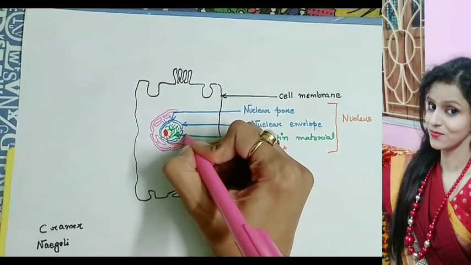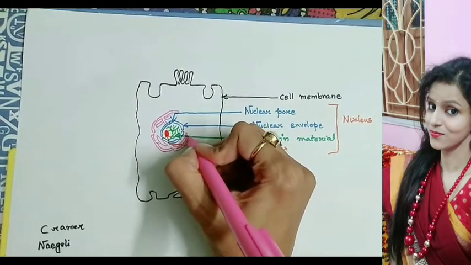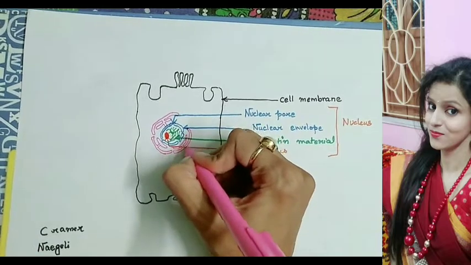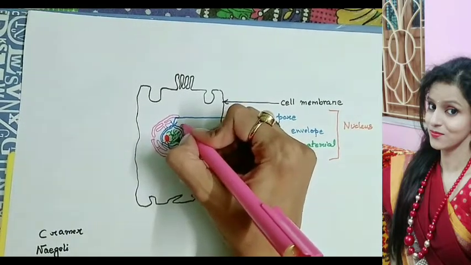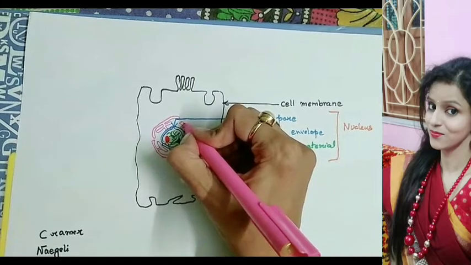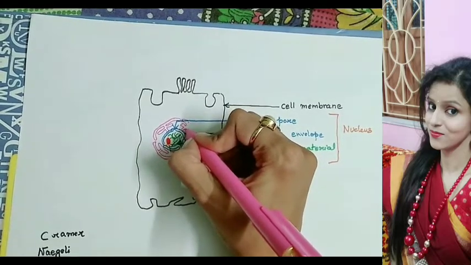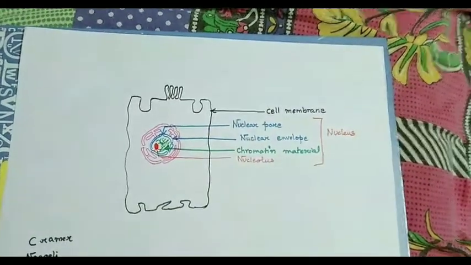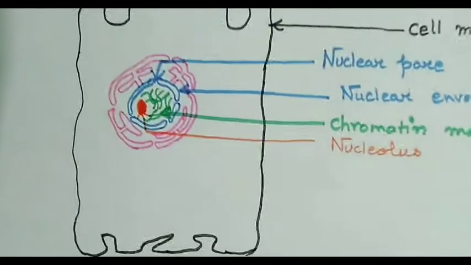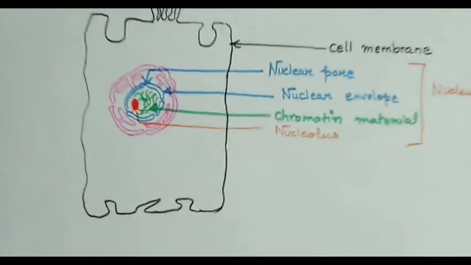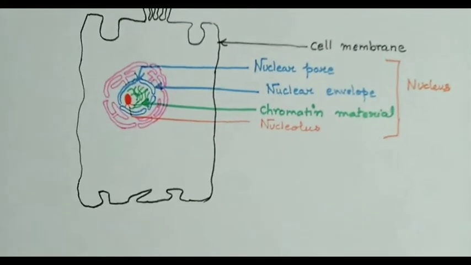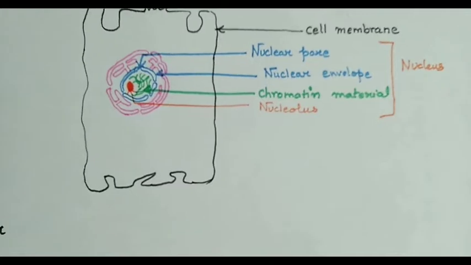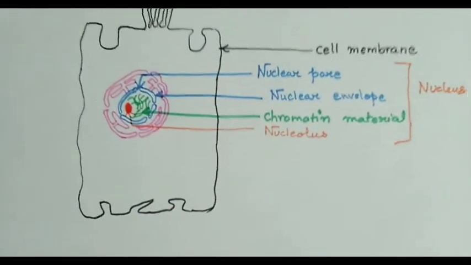I hope it is clear to you, because the endoplasmic reticulum is one of the most important organelles which is present inside the animal cell. So in this way you have to draw the diagram. Okay, so I have already drawn that. Just see clearly how it is looking. So in this way you have to draw the diagram of the endoplasmic reticulum.